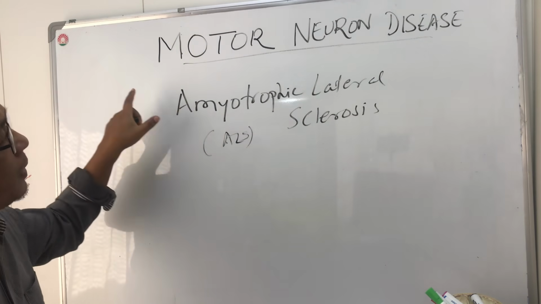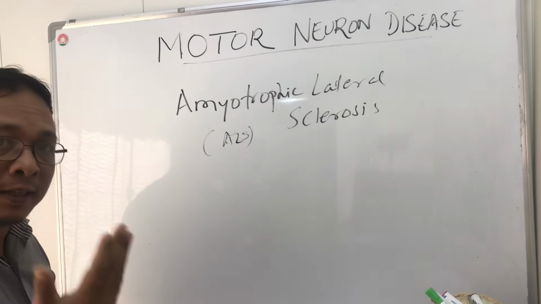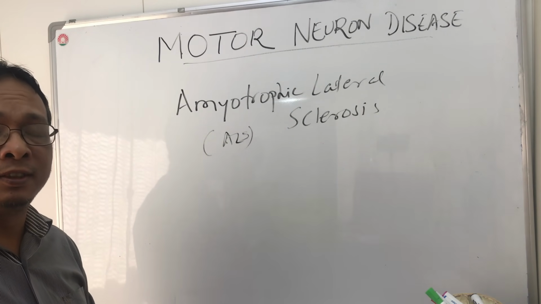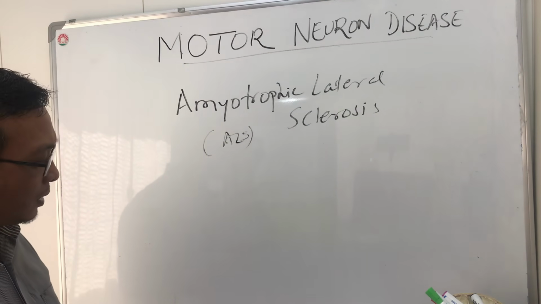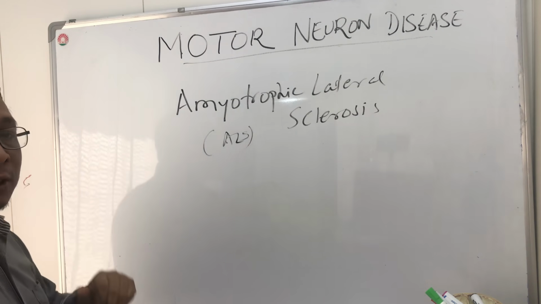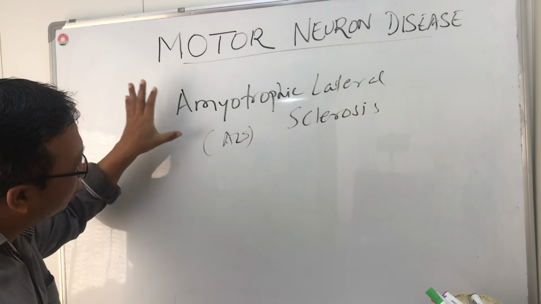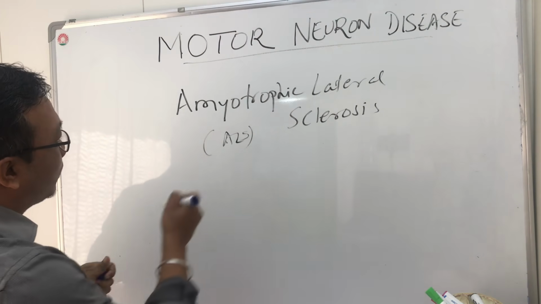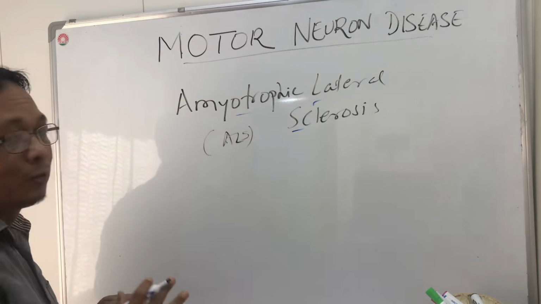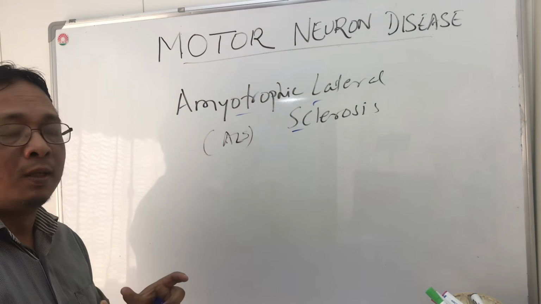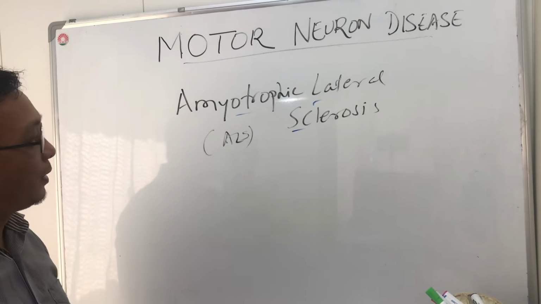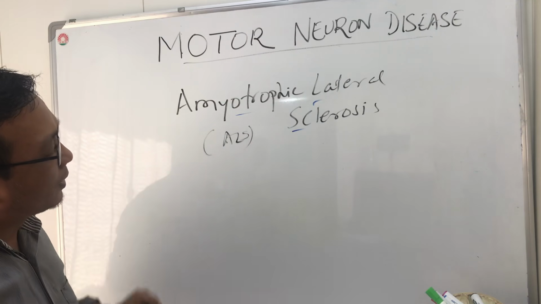Okay, so there are plenty of motor neuron diseases like Kennedy's disease, adult Tay-Sachs disease, then spinal muscular atrophy. But out of all those motor neuron diseases, this is the most common one. That's why we'll discuss more into this disease. Alright, so let's start with amyotrophic lateral sclerosis.